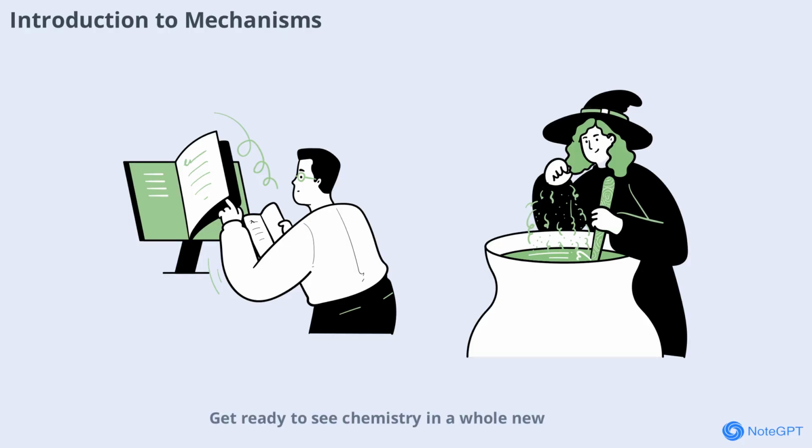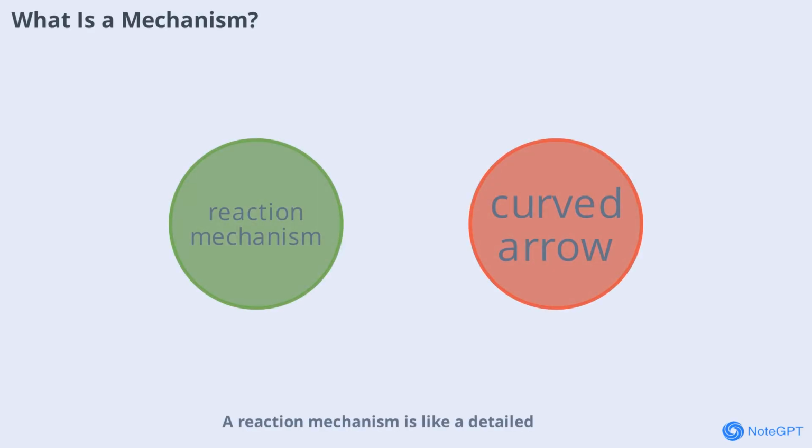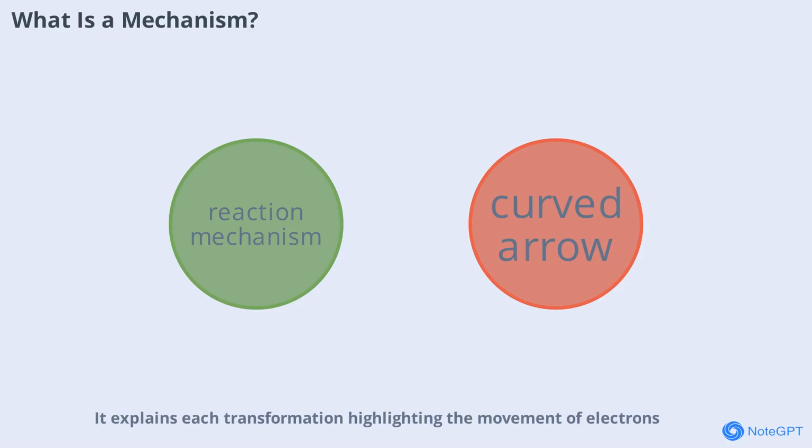Get ready to see chemistry in a whole new light as we break down complex ideas into simple, logical steps. A reaction mechanism is like a detailed map showing the journey from reactants to products. It explains each transformation, highlighting the movement of electrons, the breaking and forming of bonds, and the intermediates that appear along the way. Understanding mechanisms allows chemists to predict new reactions and design better experiments.